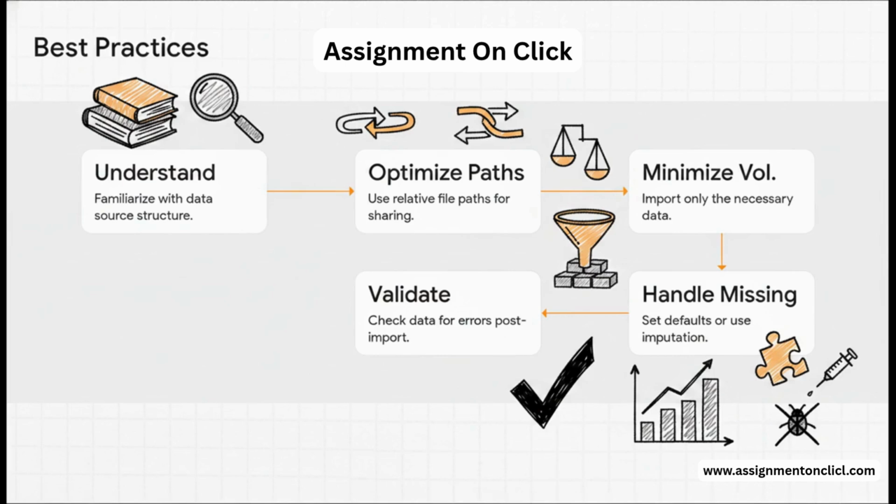First, always understand your source's structure before importing. Second, and I really can't stress this enough, optimize your file paths. Using relative file paths is an absolute game changer if you ever plan to share your workflow with a coworker. Third, minimize your data volume. Only pull what you actually need. Fourth, have a solid plan to handle missing values using KNIME's imputation nodes. And finally, always validate your data after it imports just to make sure everything looks right.